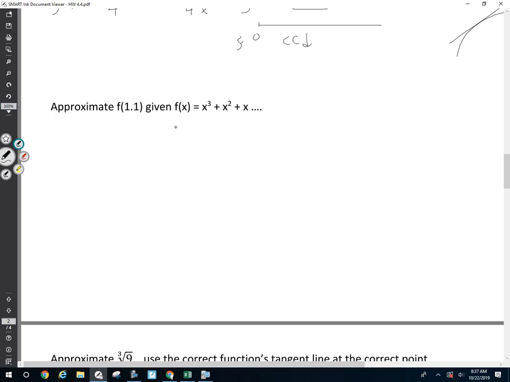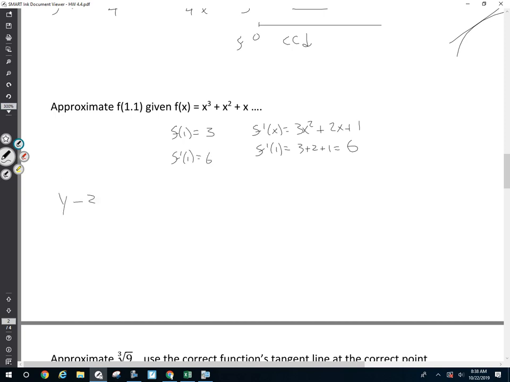So what would be the point that's close to 1.1? 1. F of 1 I know is 3. 1 plus 1 plus 1 is 3. That's great. Well, what is the tangent slope at that location? Before I find f prime at 1, I need to find f prime at x, the tangent slope generator, 3x squared plus 2x plus 1. This tangent slope generator at 1: 3 plus 2 plus 1 is 6. So f of 1 is 3, f prime of 1 is 6.